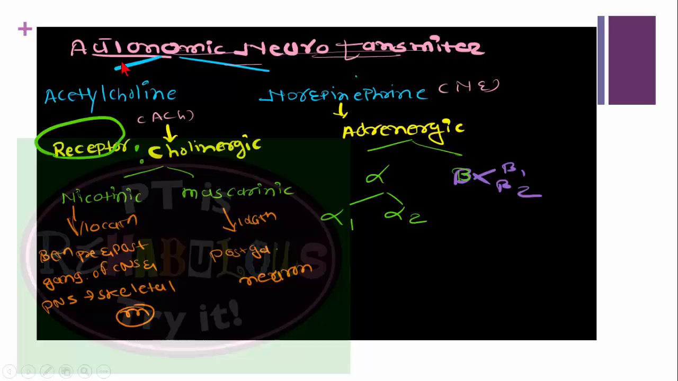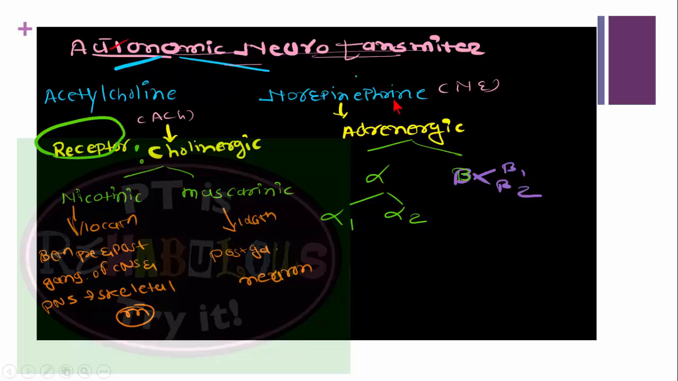Now we are going to see the autonomic neurotransmitters. The autonomic neurotransmitters are acetylcholine and norepinephrine. The receptors for acetylcholine are cholinergic receptors, and the receptors for norepinephrine are adrenergic. Cholinergic receptors are again divided into nicotinic and muscarinic receptors. Where are they located? Nicotinic receptors are located between the pre and post ganglion, in the central and peripheral nervous system and skeletal muscle, and muscarinic receptors are located on the postganglionic neuron.